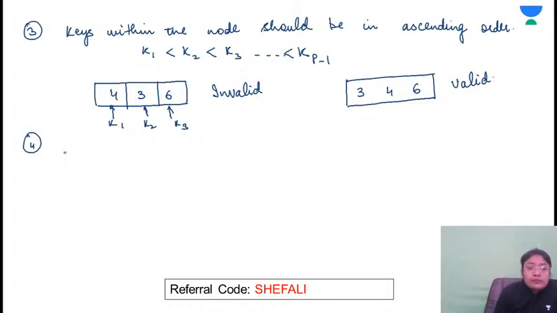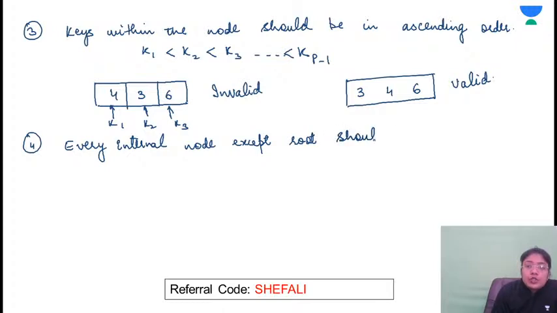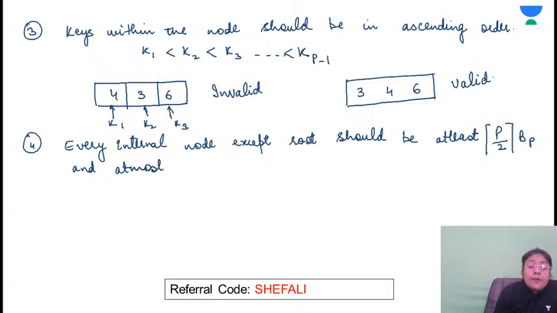Next point, every internal node except root should have at least 50% occupancy, should have these many block pointers. Why we are taking the ceiling value, I hope that is clear. These many block pointers are a must, and maximum how many block pointers are possible? It depends on the order of the tree. So at most P block pointers should be there.